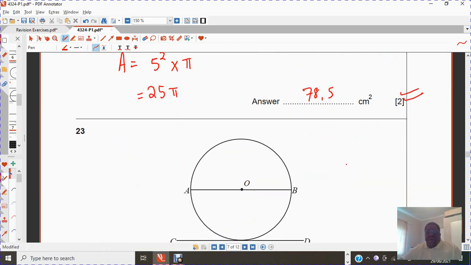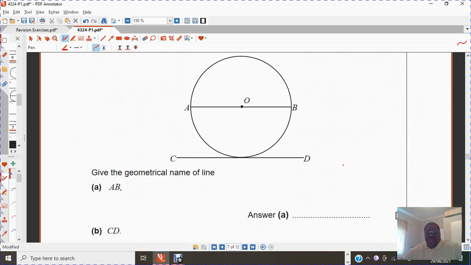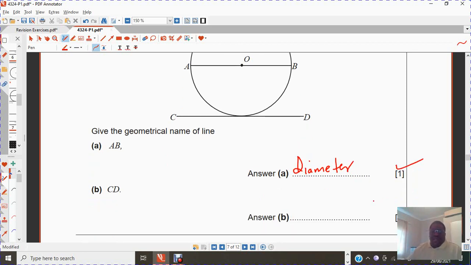Okay, right, here we have another circle, and they are asking you what is the geometrical name of line AB. Well, you have to make sure you work out and give the right answer. That is nothing but a diameter, a special chord. And CD touches the circle, and a line that touches the circle is referred to as a tangent line. Okay.